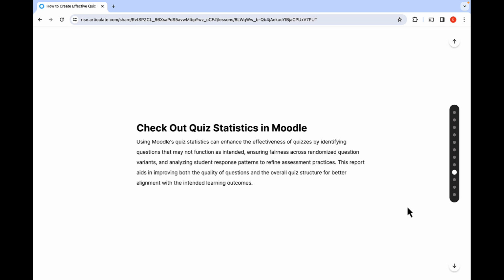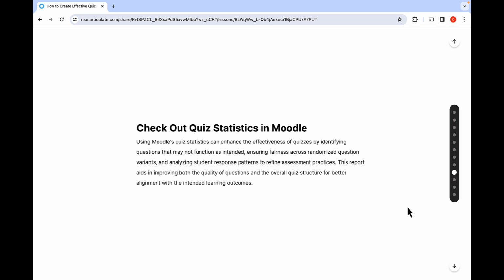In Moodle, there is a section called Quiz Statistics. For educators using Moodle, the platform's Quiz Statistics feature is a valuable tool for analyzing quiz performance. It provides detailed insights into question difficulty and overall quiz reliability.